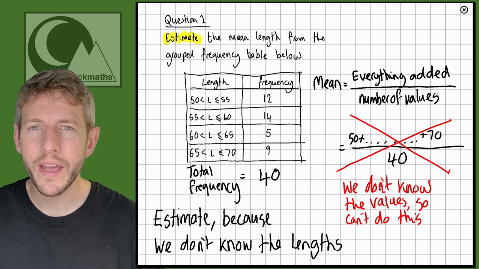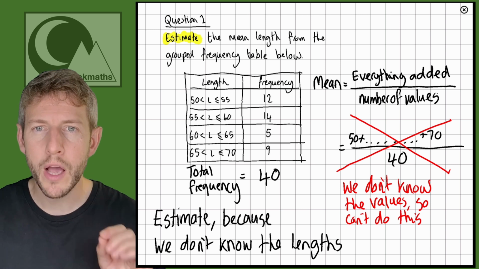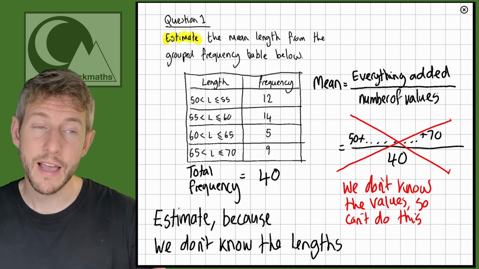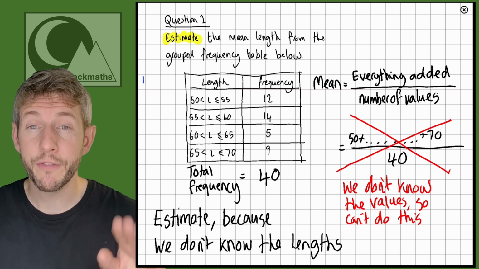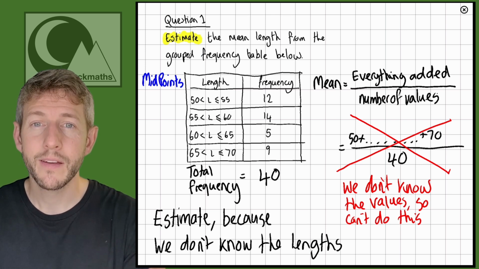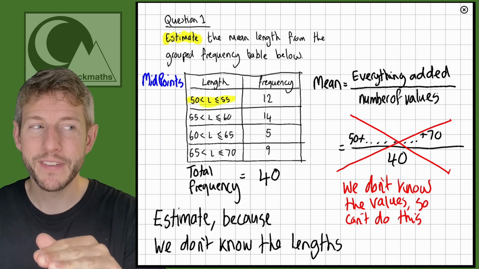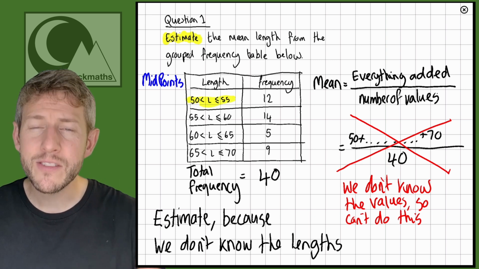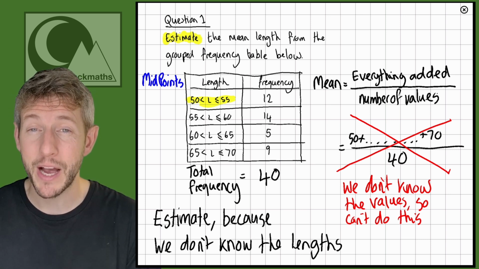So the way that we combat that is we use midpoints. We assume that all of the values in the 50 to 55 row, those 12 values, are all going to be the exact midpoint between 50 and 55. It's a good method because they might be higher, they might be lower, but it is likely that they would average out at that.